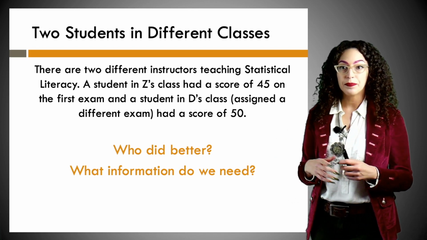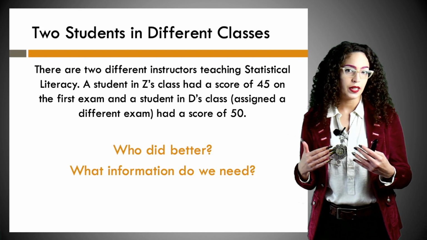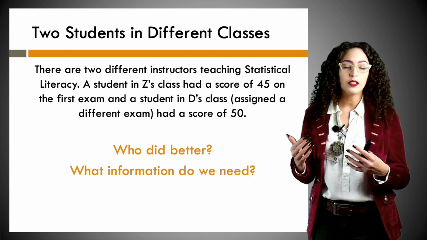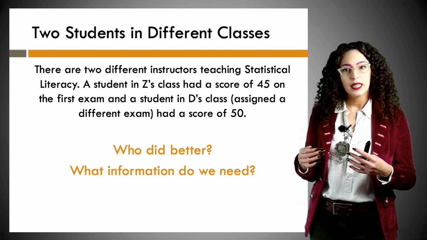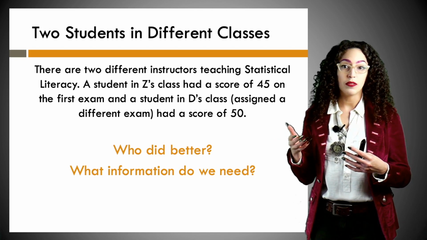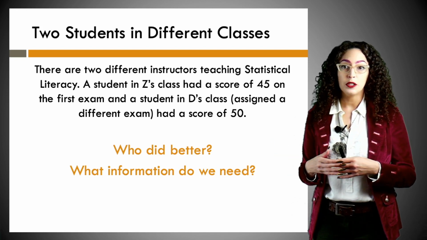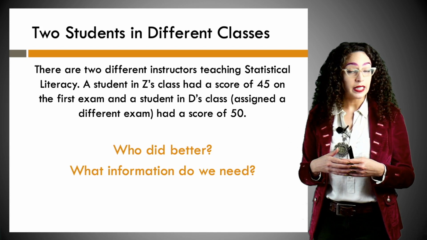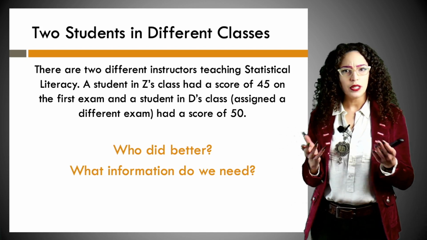So here's an example. 2 different students in 2 different classes. There are 2 different instructors teaching statistical literacy. A student in Z's class had a score of 45 on the first exam, and a student in D's class assigned a different exam had a score of 50. So who did better?